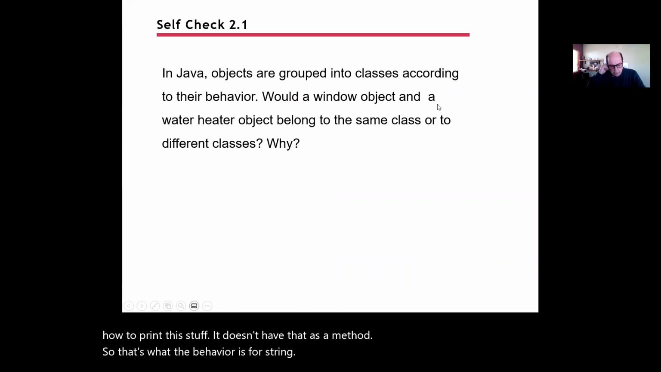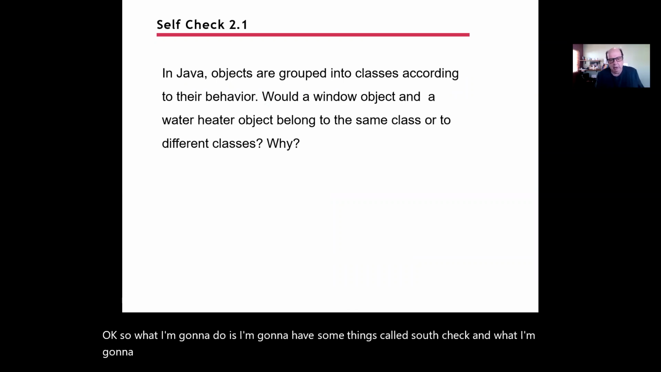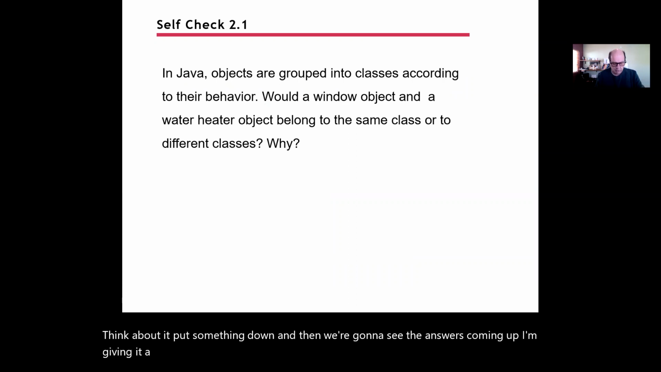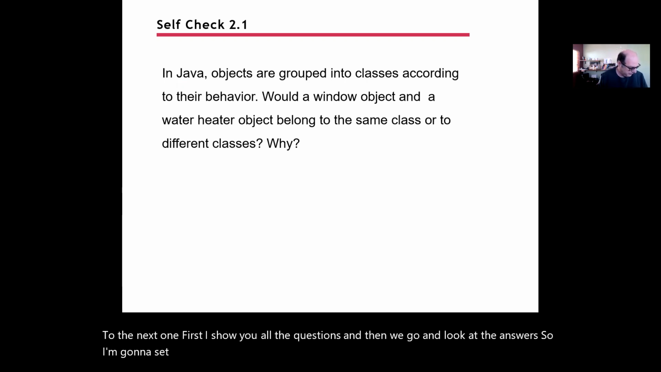Okay, so I'm going to have some things called self check. Starting now, we're going to wait on this for about a minute, think about it, put something down, and then we're going to see the answers coming up. I'm giving it a minute. If you need more time, just pause the video. If you need less time, just fast forward to the next one. First, I show you all the questions, and then we go and look at the answers. So I'm going to set 1 minute for this.